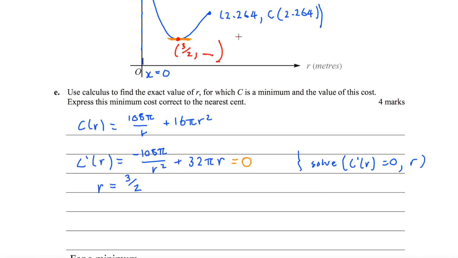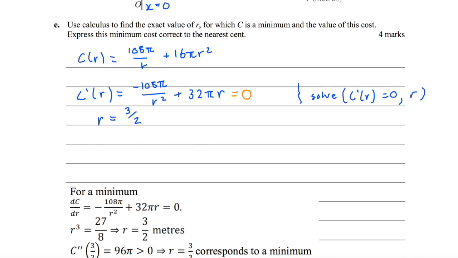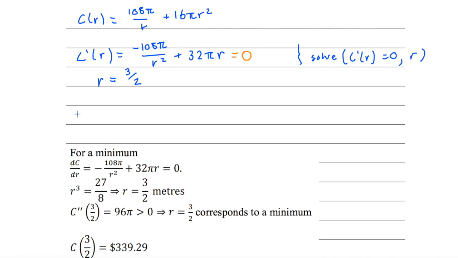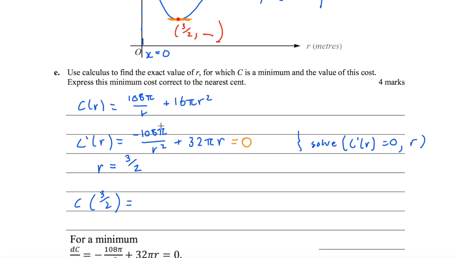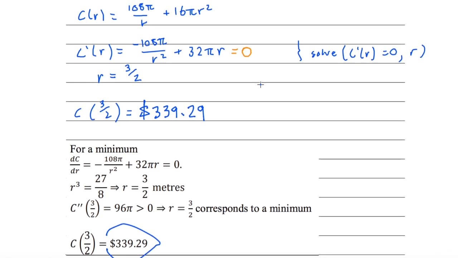To find the other value at this point, all we need to do is substitute the x value, which is 3 on 2, into the original equation. So we need to do C of 3 on 2, because then that will tell us the minimum cost at this point. C of 3 on 2, as you can see down here, is $339.29. Good. All right, so that's basically all of that.